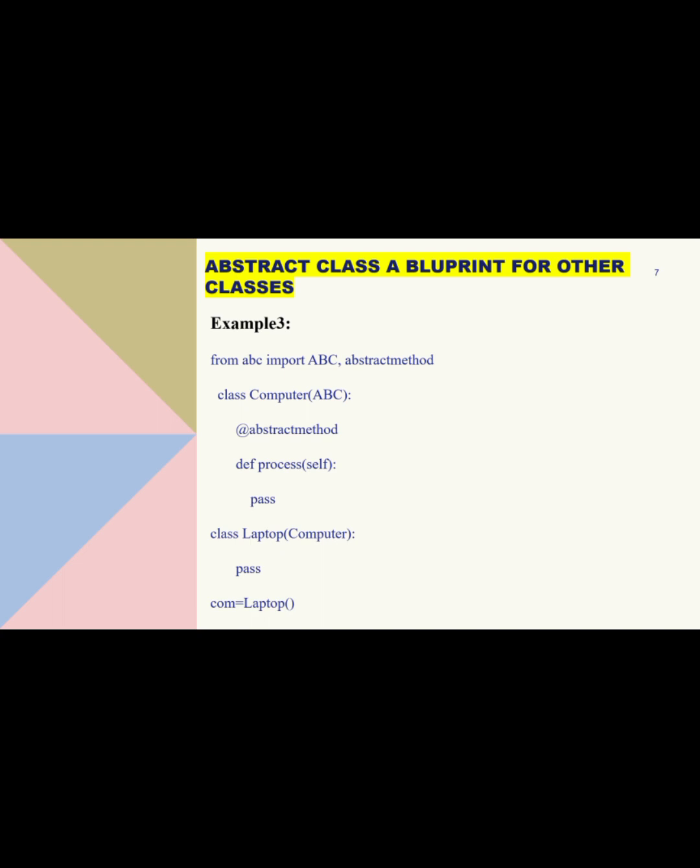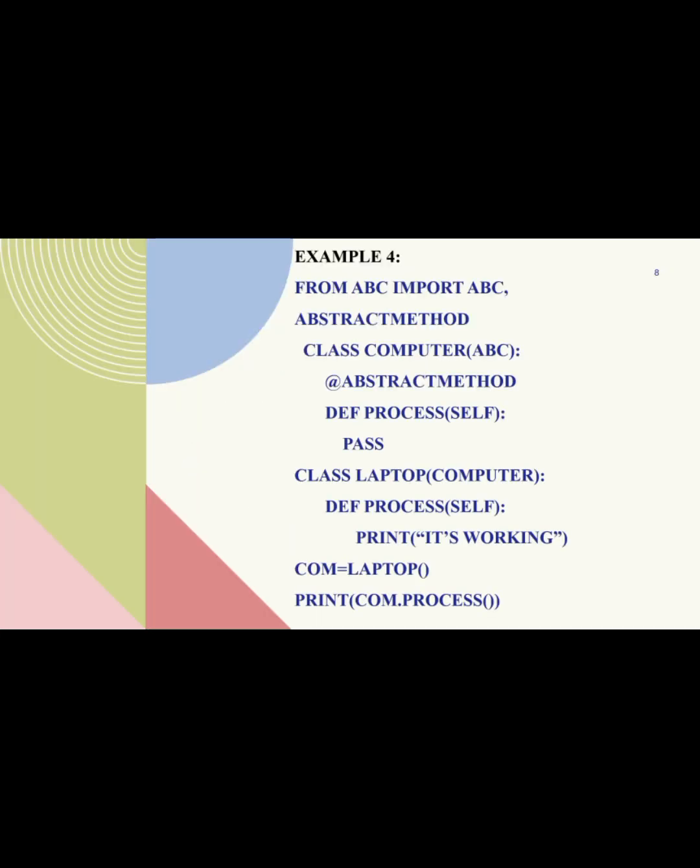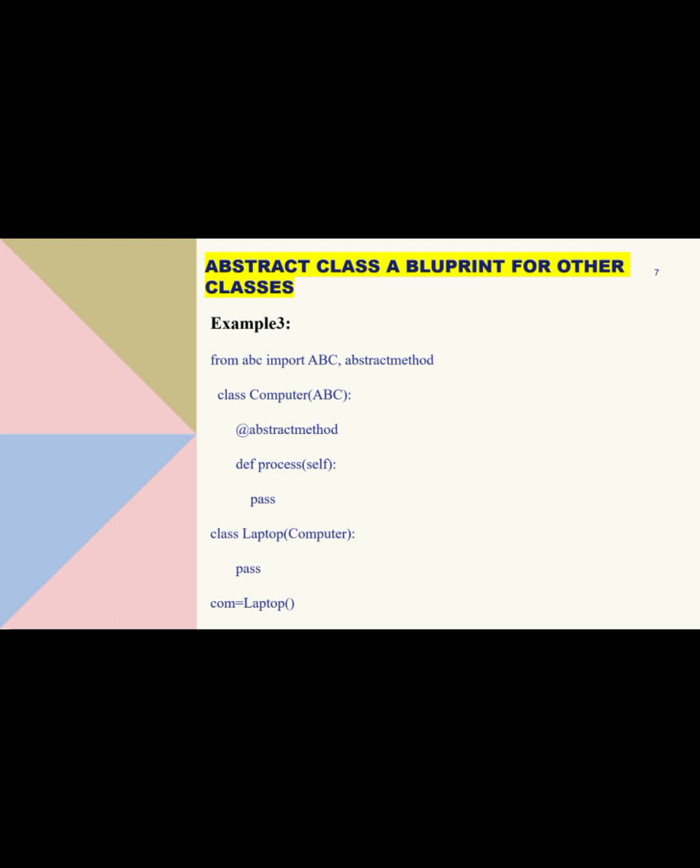Now let's create an object for the laptop class. When we try to run this program, we will definitely get an error, because we just wrote a pass statement inside the class named laptop and did not declare any method in it. And since we have inherited the class computer, which is an abstract class, this also becomes an abstract class because we did not write any running code for it.